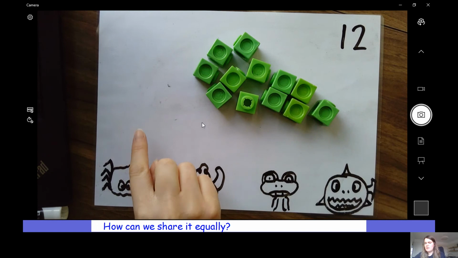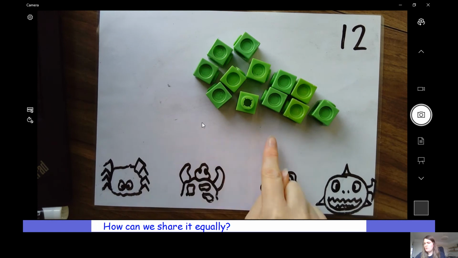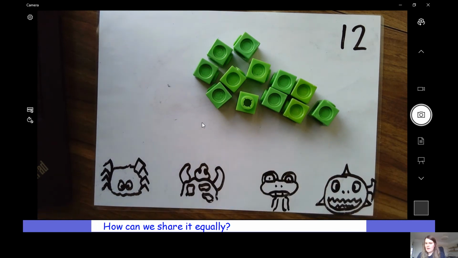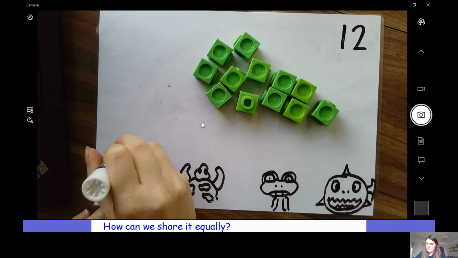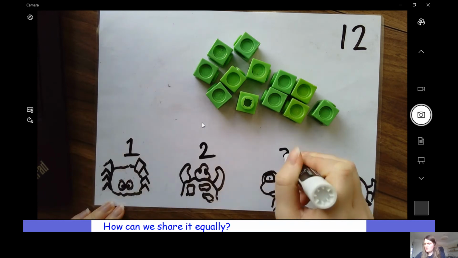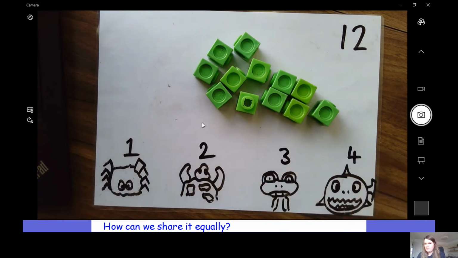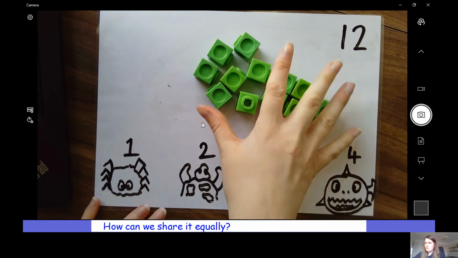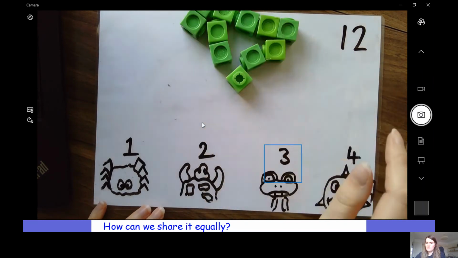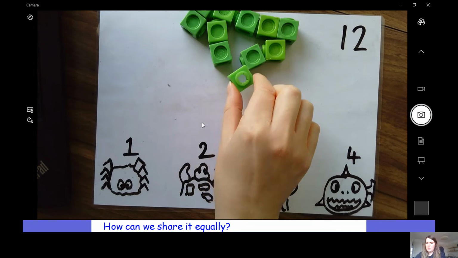Now I need to share it equally between 1, 2, 3, 4 parts, okay? I've got 4 different parts that I am sharing it between, okay? Not 3, not 2, 4. We have to make sure that they all get one. So when we're sharing out, we have to do them one at a time. So can you help me?